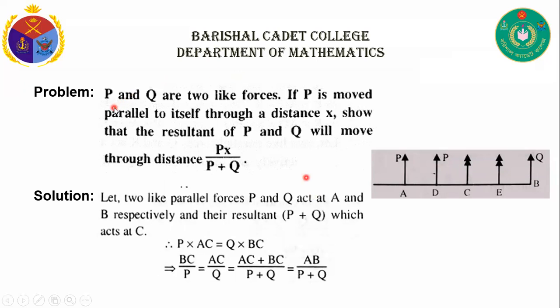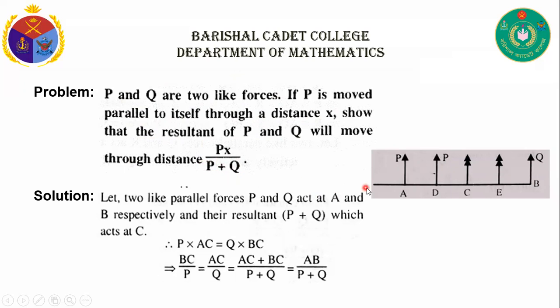Problem: P and Q are two like parallel forces. If P is moved parallel to itself through a distance x, show that the resultant of P and Q will move through a distance Px/(P+Q).